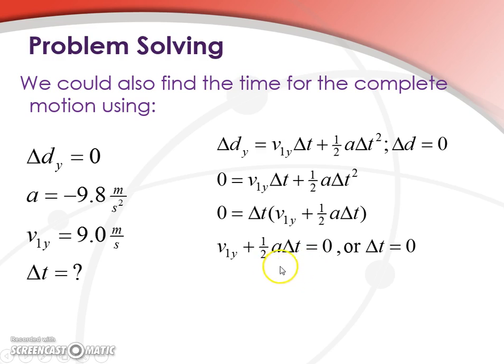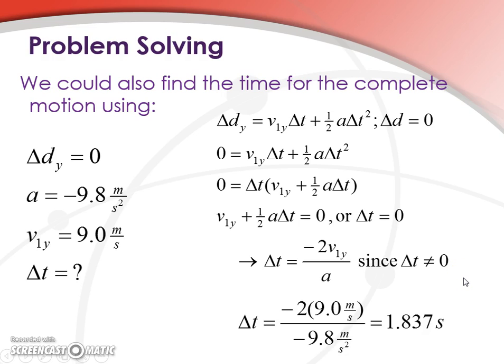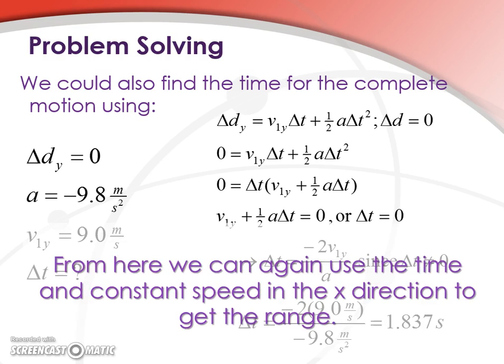And from this, we can say the delta t equals 0 case, where we release the object and it's at the height of release, is a trivial case, and solve for the other case, solve for delta t, since we know delta t isn't equal to 0. And we get the exact same answer, no great surprise. We get 1.837 seconds versus the other way we solved the problem. Using that 1.837 seconds, the rest of the math is the exact same to calculate the range.